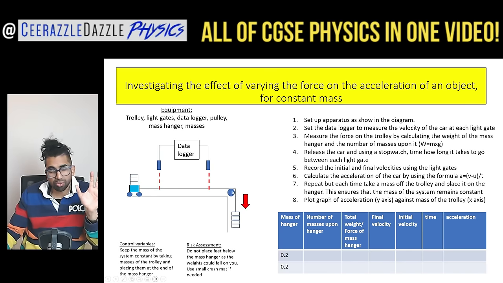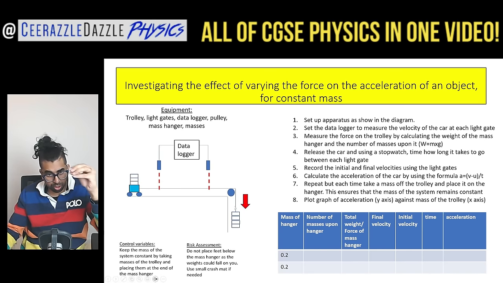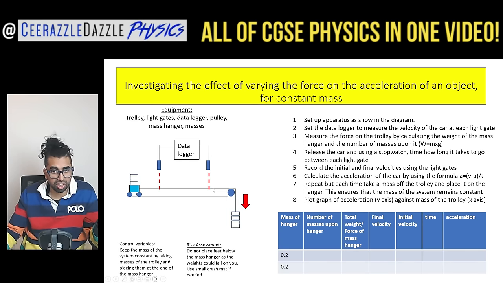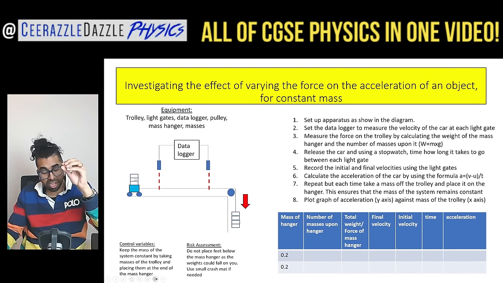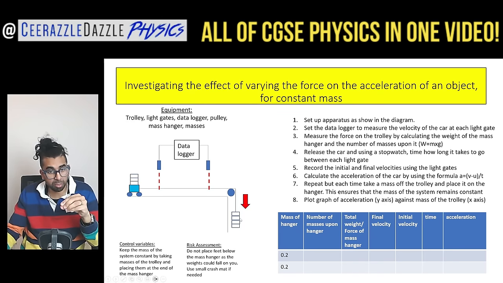We're looking at how the force pulling down, don't forget the force which is pulling down will be the same as the force pulling across, and how that affects the acceleration. We're going to keep the mass of the entire system constant by taking masses from the top of the car and placing them over here. That's how we're going to keep the mass constant.